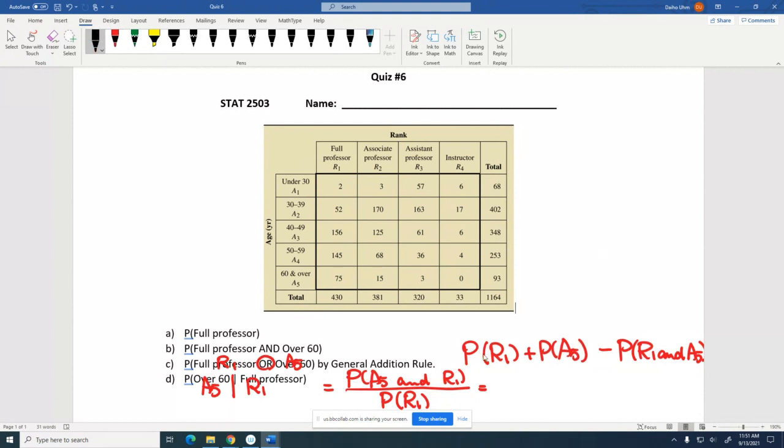So already we took R1 in part A. It was 430 out of 1164. Additionally, another marginal probability, 60 and over, is 93 out of 1164, minus the joint probability we got in part B. How much was the joint probability, full and over 60? 75 out of 1164, right?